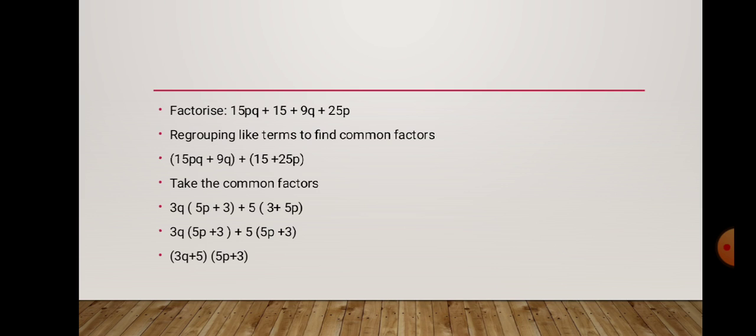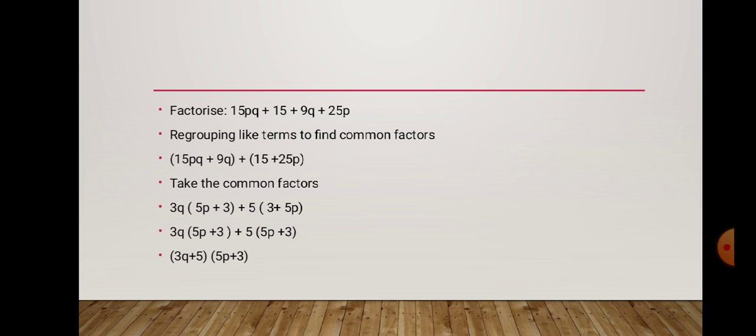I will take first the common factor of 15 and 9. What is the highest common factor of it? 3. So we can take 3 and q also, because q is in both terms. So I will take 3q outside. When I divide 15pq by 3q, what is left? 5p, plus sign. Again I divide 9q by 3q. What is left? 3. So 3q multiplied by 5p plus 3.